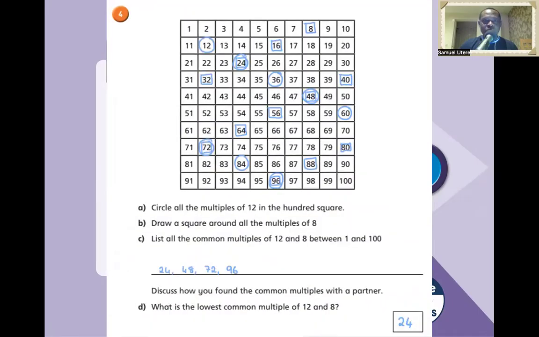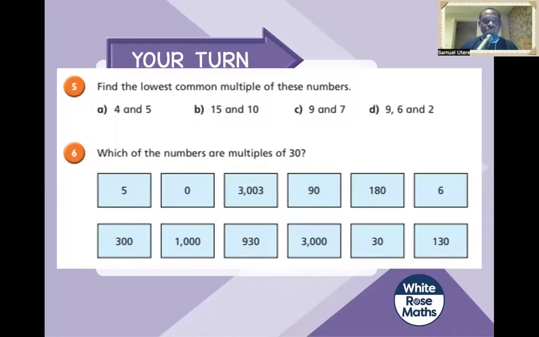Assuming you've paused the video, here are the answers. So here you were asked to circle all of the multiples of 12, draw a square around all the multiples of 8, and then list all the common multiples of 12 and 8, and then find the lowest common multiple. So celebrate your success, mark your work. All right, pause the video and answer questions 5 and 6 in 3 minutes.